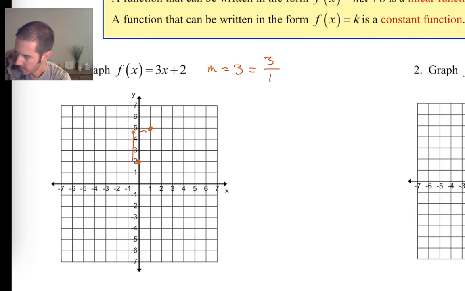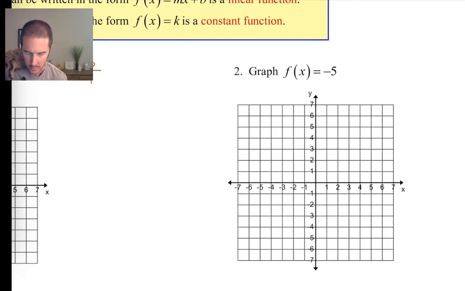And then if you're graphing this as an online homework assignment, you're going to click on those 2 points and a line is going to automatically snap through there. And that line is going to look something like this. In problem number 2, this says f of x equals -5.